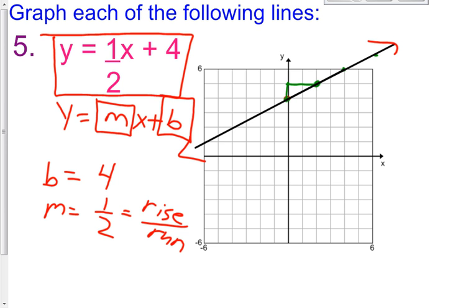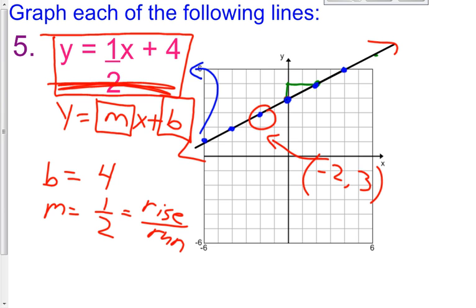If you ever wanted to check your work, you certainly don't have to, but if you wanted to, every single one of these points should satisfy my equation. Here's what I mean by that. I can pick any one of these blue dots and it makes this statement true. Just for example, we'll pick this point. This point is at left 2, up 3. So (-2, 3) is going to satisfy this equation.